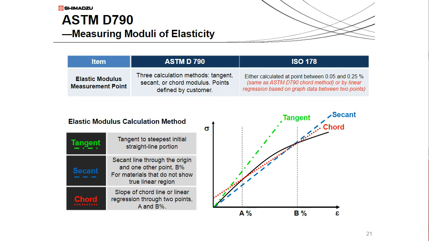ISO, on the other hand, only provides provisions for a chord option and suggests that the calculation should be performed specifically from 0.05 to 0.25% strain, either as a strain line or as a linear regression on the data between the 2 points. So when you're looking at bending modulus values, you should be sure of how that modulus was calculated, and also be conscious of the general curve shape of the bending modulus. As I mentioned, they don't always have a very linear initial portion.